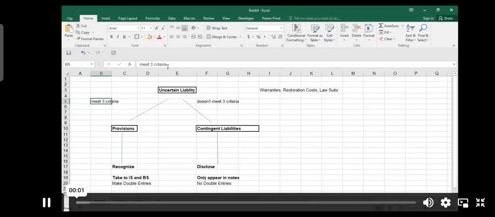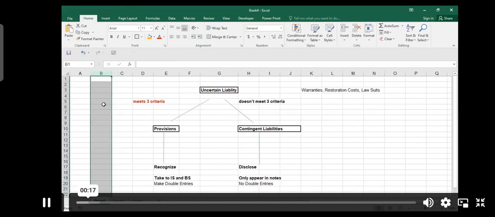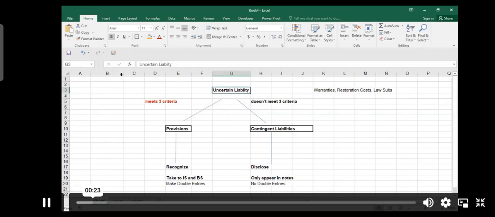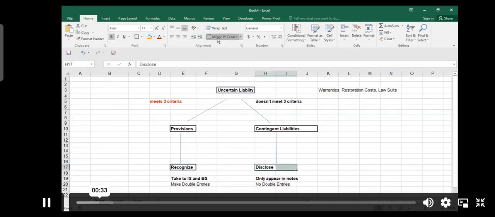Let me write down here. Any uncertain liability. So there are three criteria. Which are those three criteria? I will explain. Any uncertain liability which meets three criteria, you call them a provision. And if you call it a provision, you recognize it. Recognize means that you take it to your books, to the income statement and balance sheet.